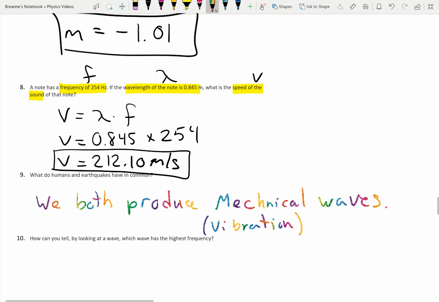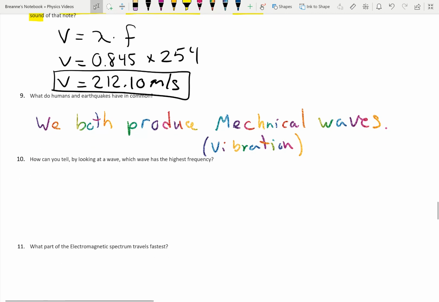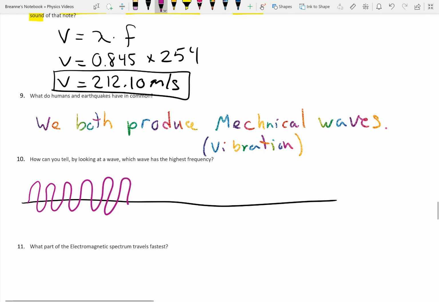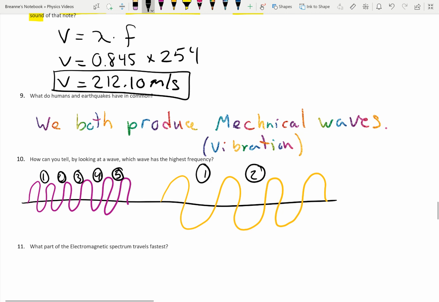Woohoo! So 10, how can you tell by looking at a wave which wave has the highest frequency? So if you're just looking at it, how do you know it has the highest frequency? Let's look at different waves. Basically for frequency, you count how many waves or how many pulses are actually happening. So we have 1, 2, 3, 4, 5, and this one's just producing 1, 2, 3. So you see how often the waves are being produced. That's how you can tell which one has higher frequency. Are there more waves?